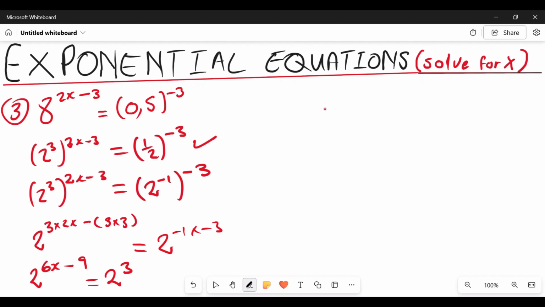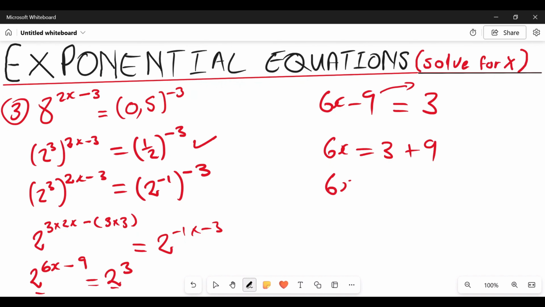Right, when you continue here, since the bases are the same, we have 2 and 2 there, we equate the exponents. Now the exponents here, we have 6x minus 9 on the left hand side, on the right hand side, which is equaling to exponent 3 there. So we're going to solve for x. Now what we're going to do is transpose this negative 9 to the right hand side. We'll be left with 6x, and on the right hand side, we're going to have 3 plus 9, because when it goes to the other side, the sign changes here.